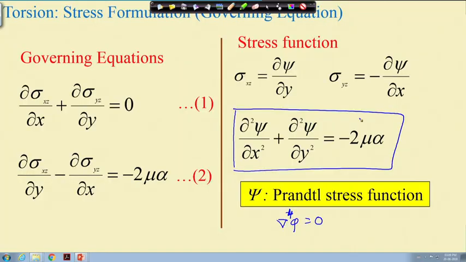You recall that when we talk about boundary value problems, the governing equation is just one part of the problem, and another important part is the boundary condition. This is the governing equation, and we will be using it for solving different problems in torsion, but before that let us discuss what would be the form of the boundary condition, and that is the topic for the next class.